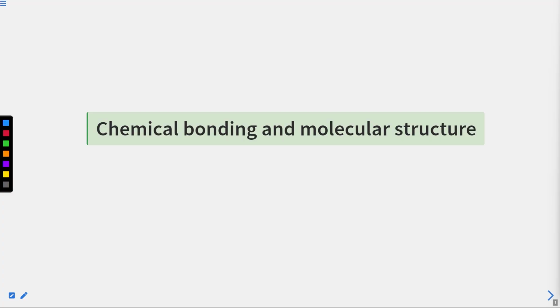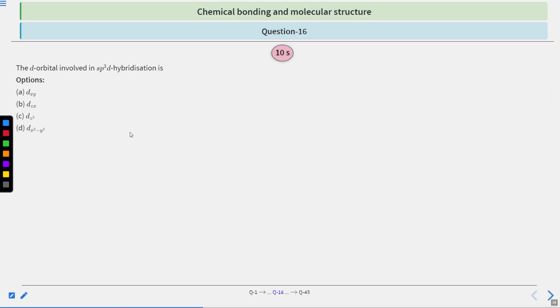Hello everyone. So let's continue to the questions of chemical bonding and molecular structure. Let's start. Okay, so we are at question number 16. Question number 16: the d orbital involved in sp3d hybridization is.